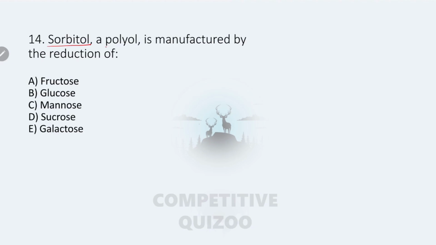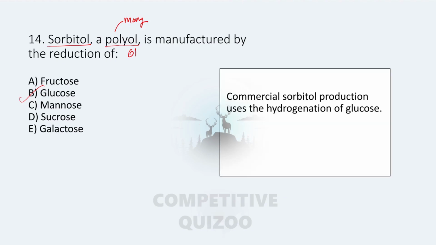Coming to the next question. Sorbitol, a polyol, is manufactured by the reduction of. Poly is many. So sorbitol contains. The answer to this question is glucose. Sorbitol, a polyol, is manufactured by reduction of glucose. Commercial sorbitol production uses hydrogenation of glucose.